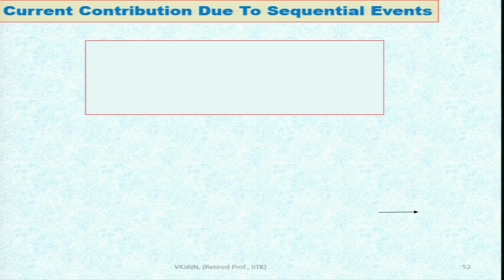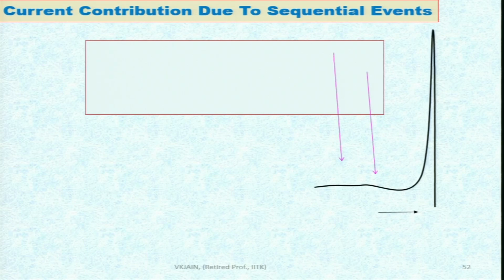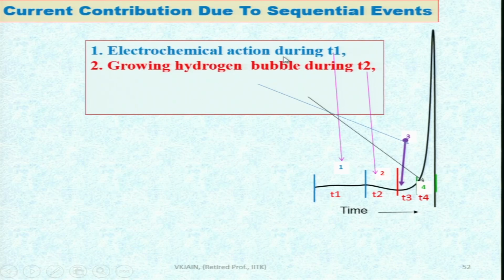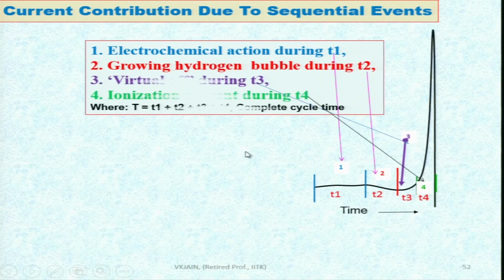Transient current measurement, current contribution due to sequential events. Now here just see how this current measurement was done at different points. Now T1 time, T2 time, T3 time, T4 time. Electrochemical action takes place during the first T1 time, growing hydrogen bubble during the T2 time, and then virtual off during the T3 time, because bubbles are growing, and as a result of that it becomes non-conducting, and that is why virtual off is there.